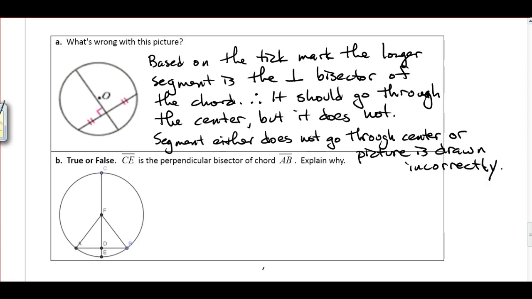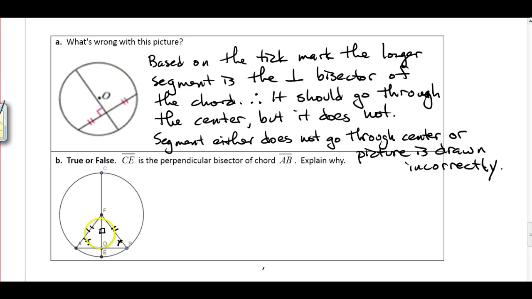Let's take a look at the last problem. We want to determine true or false. CE is the perpendicular bisector of chord AB. So let's take a look at what we know. We can see that CE is a diameter, and we can see that FA and FB are radii, so we know that they're going to be congruent. And if we look at these two smaller triangles, I know that this would be reflexive. And we also know that since this big triangle here is isosceles because the radii are congruent, so those would be the legs, I know that these angles are congruent. And that's really about all that we know.